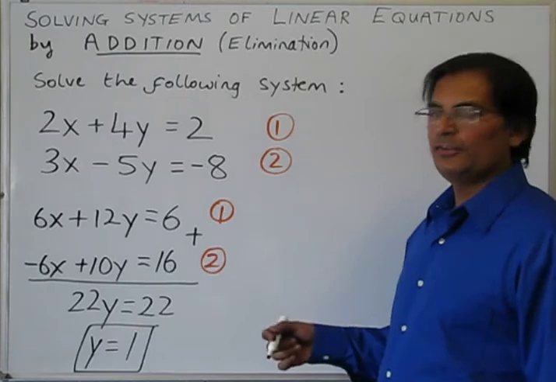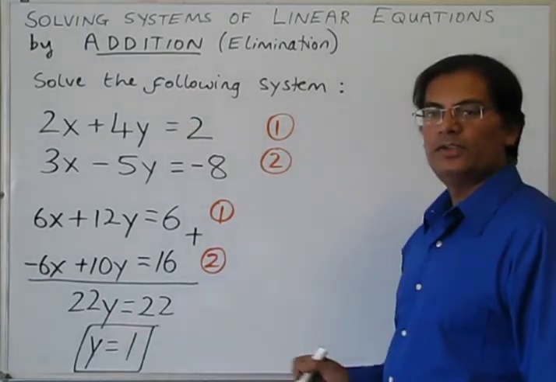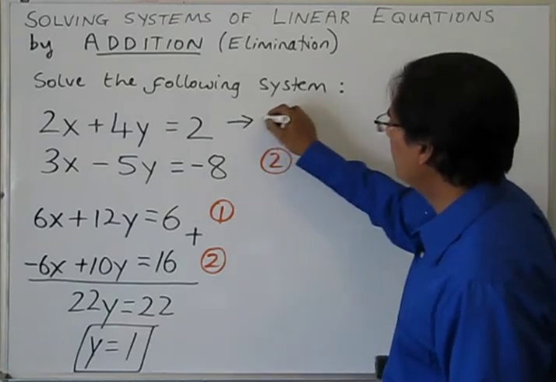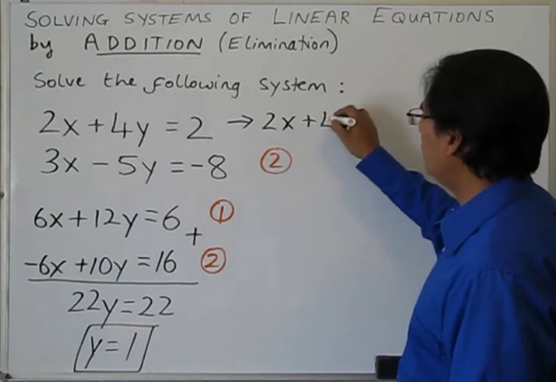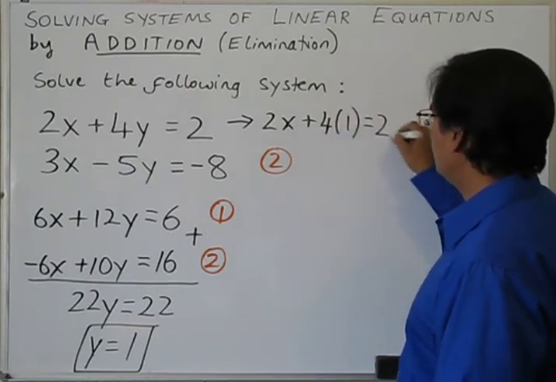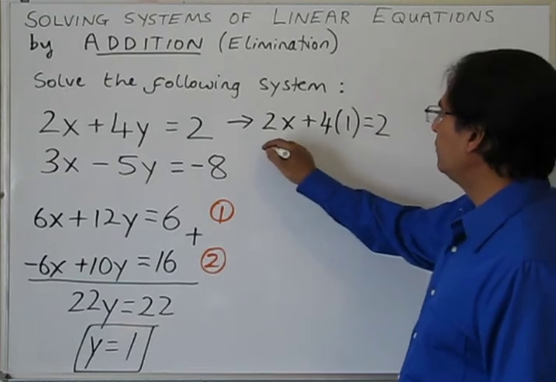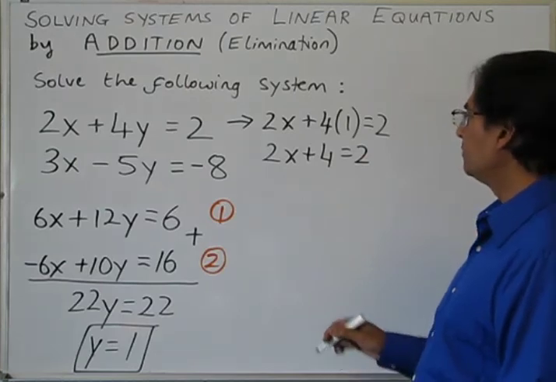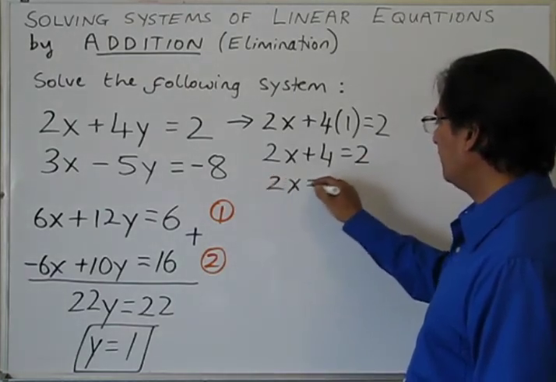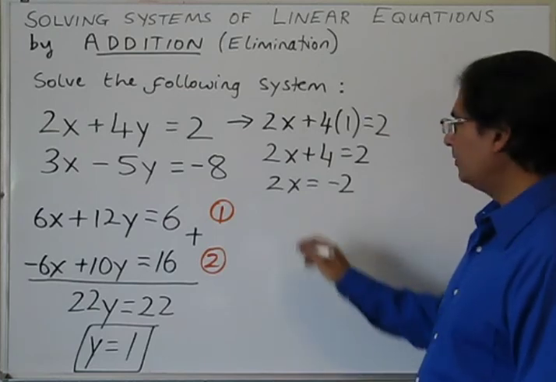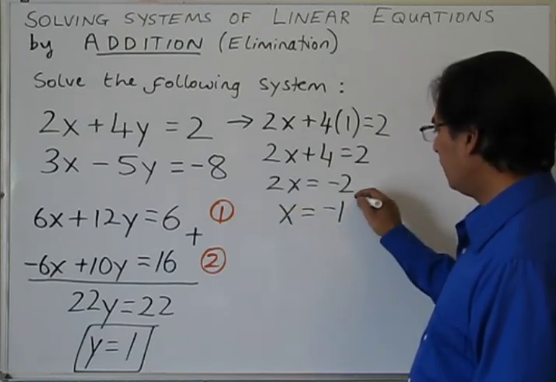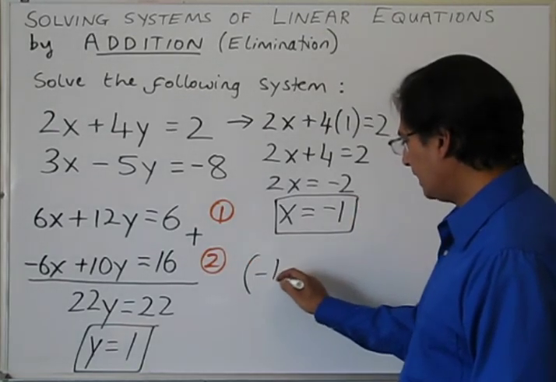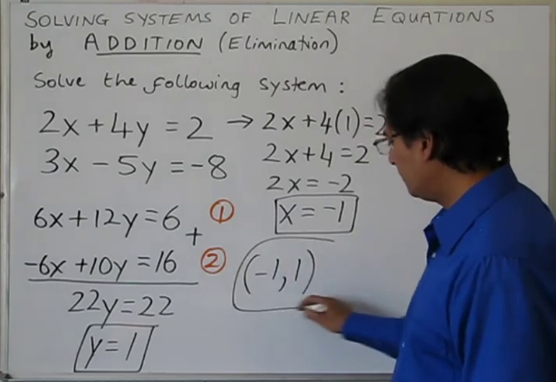In order to figure out x, you have to substitute this number into one of the equations and solve for x. I'm going to do equation 1. So we get 2x plus 4 times 1 equals 2. And 2x plus 4 equals 2. Subtract 4 from both sides, we get 2x equals negative 2. And divide by 2, we get x equals negative 1. So there's my other solution, negative 1. And so the point (negative 1, 1) is where these two lines intersect.